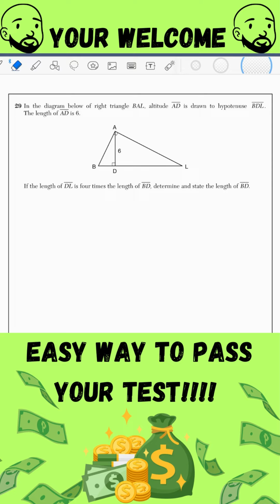Okay, if the length of DL is 4 times the length of BD, we don't know what the length of BD is. We'll make BD x, and if DL is 4 times that length, then DL becomes 4x.